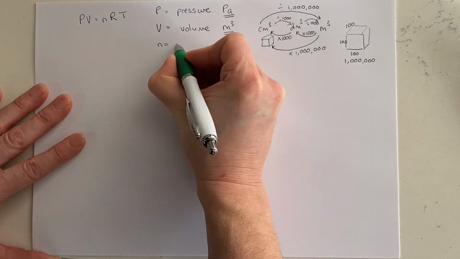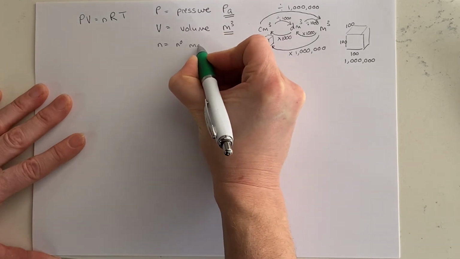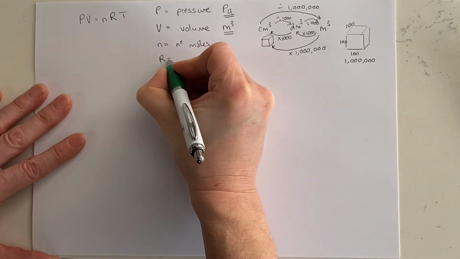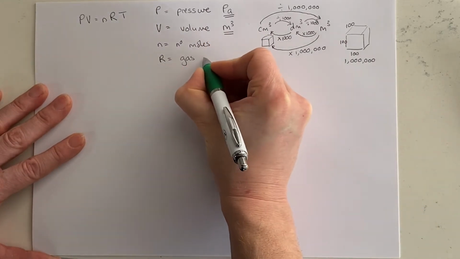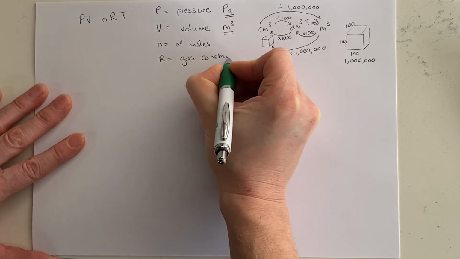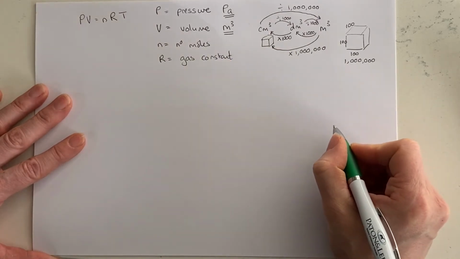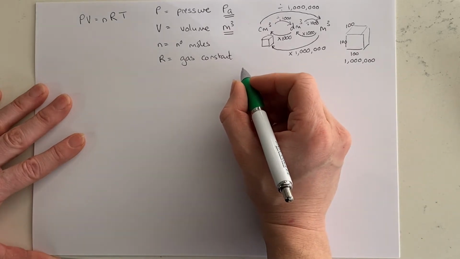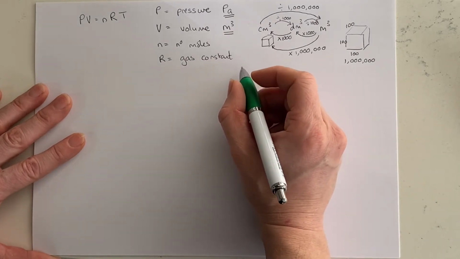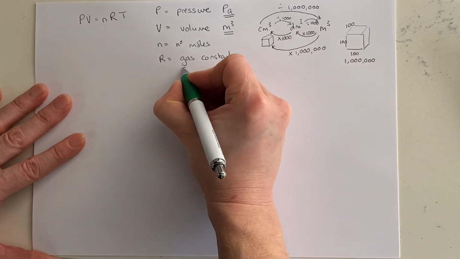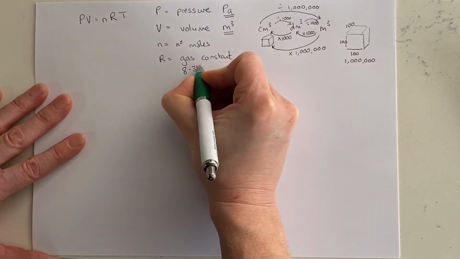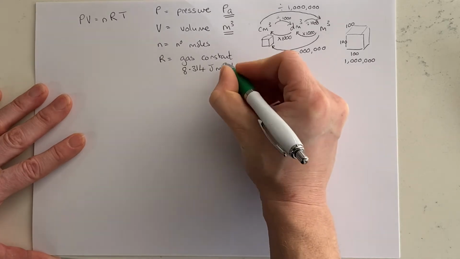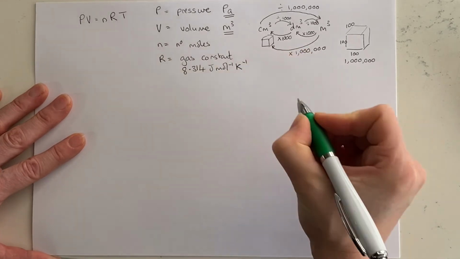N is number of moles. R is something called the gas constant. And as the name suggests, this is a constant. The value is always the same. The value can be found on your data sheet. So it's on the front of your data sheet. You don't need to memorize it. It's 8.314 joules per mole per Kelvin.